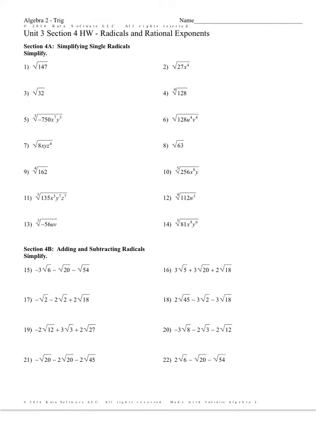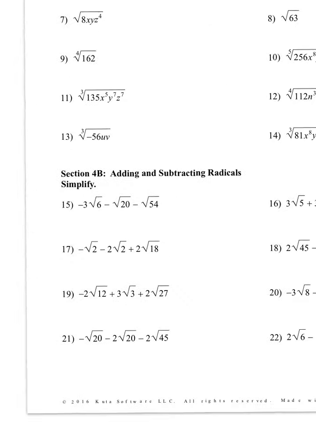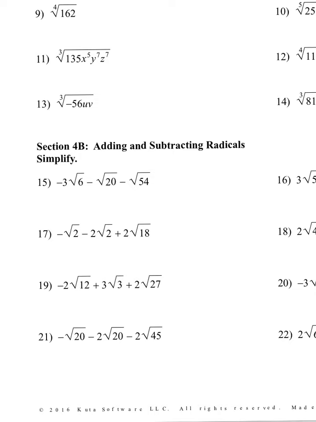In section 4B, we're going to look at adding and subtracting radicals. Now, some rules about adding and subtracting radicals. In order to combine them, you kind of think of them like algebraic terms. You have to have the same variable, same exponent on them. Well, with radicals, in order to add or subtract, you have to have the same number under the radical in order to combine them. Now, many times we have to simplify individual radicals first.